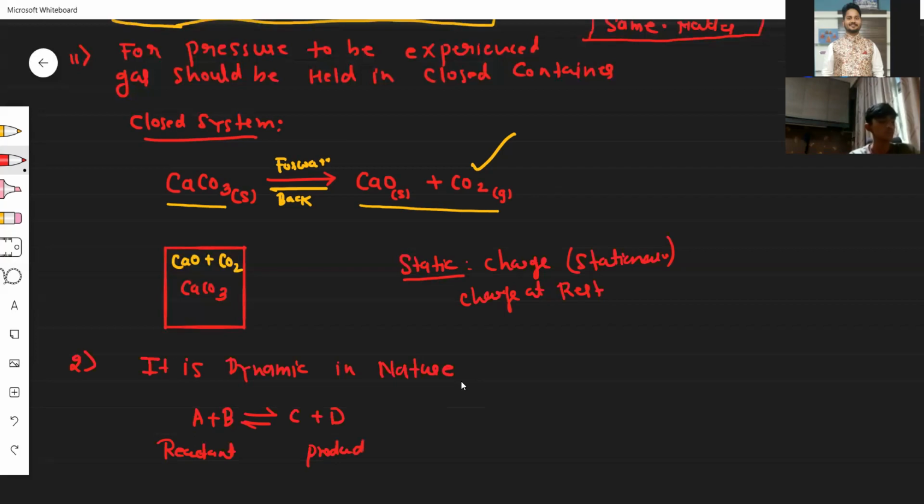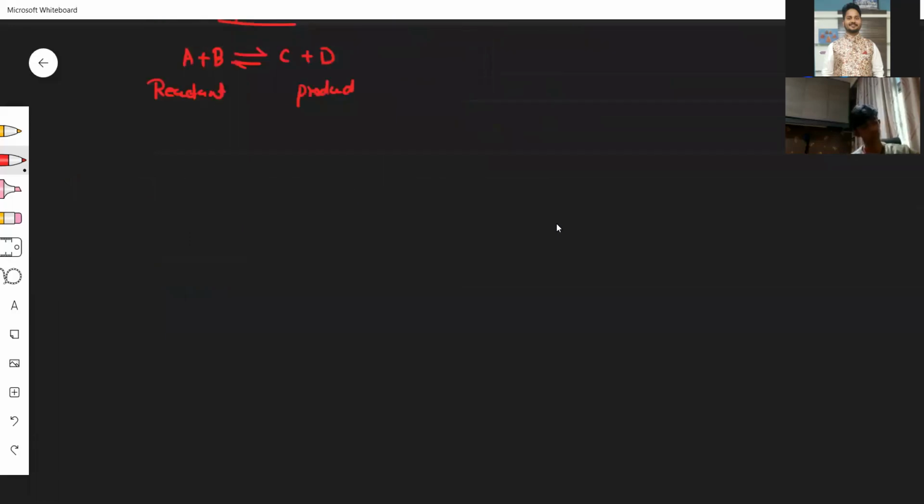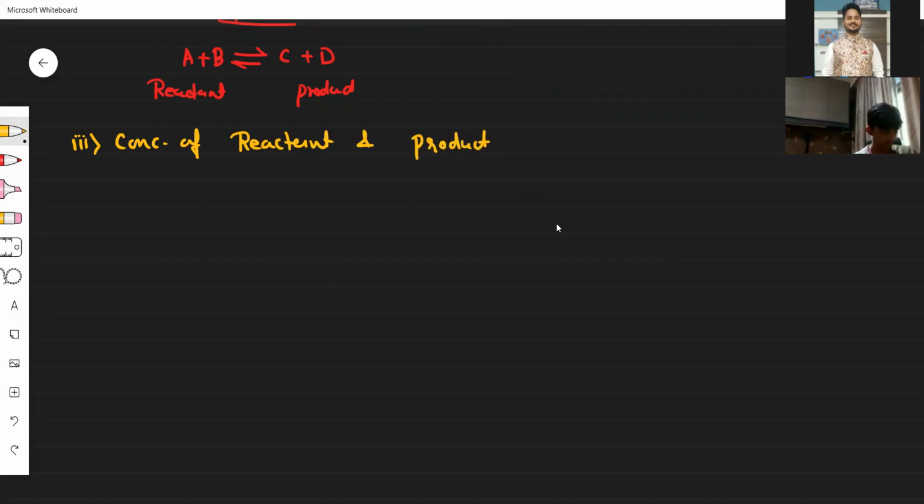So that's why we are calling it dynamic in nature, always occurring. Now the third characteristic of equilibrium is that the concentration of reactant and product remains the same, or I can say constant, because whatever the concentration of reactant is decreasing.